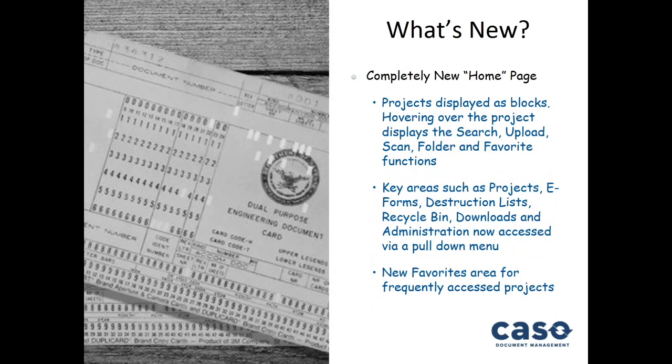There's a completely new look to the home page in R82 beta, which can also be used now. It's available and ready to roll out, so you can either use the existing home page that you've been using in the past, or you can go to the new home page. Key areas such as projects, e-forms, destruction lists, recycle bin, downloads, and administration are now accessed via pull-down menus on the new home page. And there's a new favorites area for frequently accessed projects, which is pretty cool.